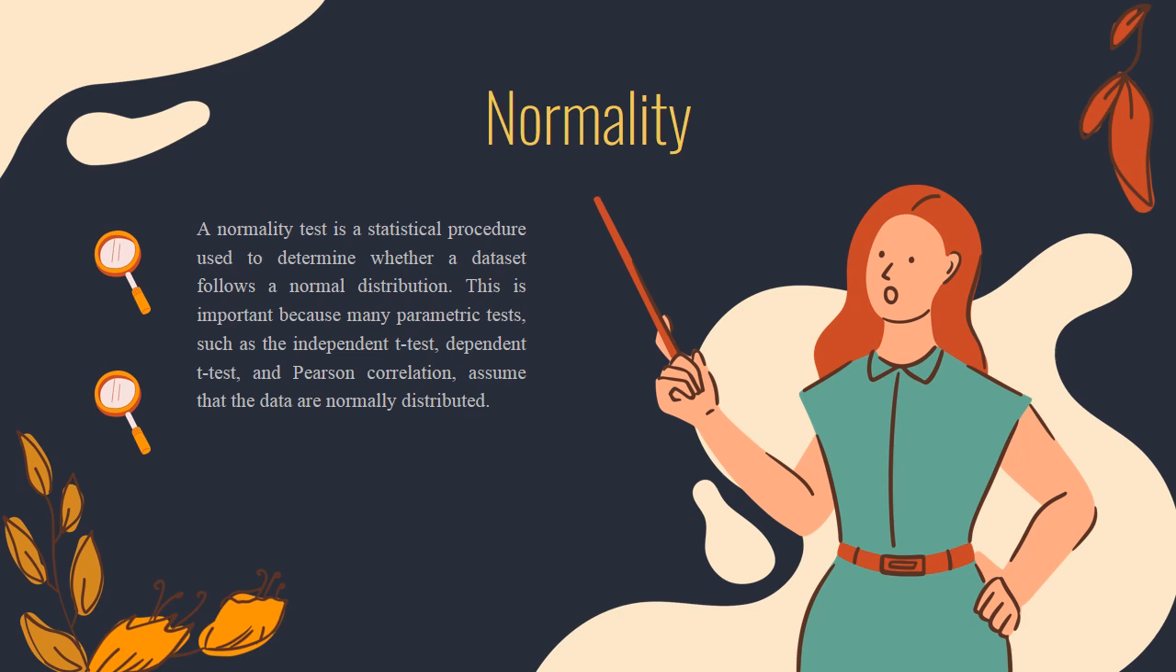The first is normality. A normality test is a statistical procedure used to determine whether a data set follows a normal distribution. This is important because many parametric tests such as the independent t-test, dependent t-test, and Pearson correlations assume that the data are normally distributed. That means a normality test checks if your data looks like a bell curve, and this is important for t-test and correlation.